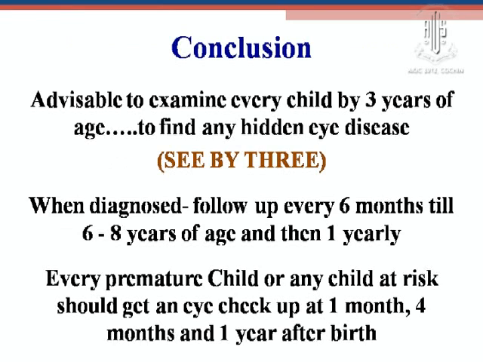To conclude, it is advisable to examine every child by 3 years of age to find any hidden eye disease. The C by 3 is the protocol which is followed by the American Association of Pediatric Ophthalmology. Whenever the child is diagnosed with a disorder, follow up every 6 months till 6 to 8 years of age and then 1 yearly. Any premature child or any child at any other associated risk factor should get an eye checkup at 1 month, 4 months and 1 year after birth.